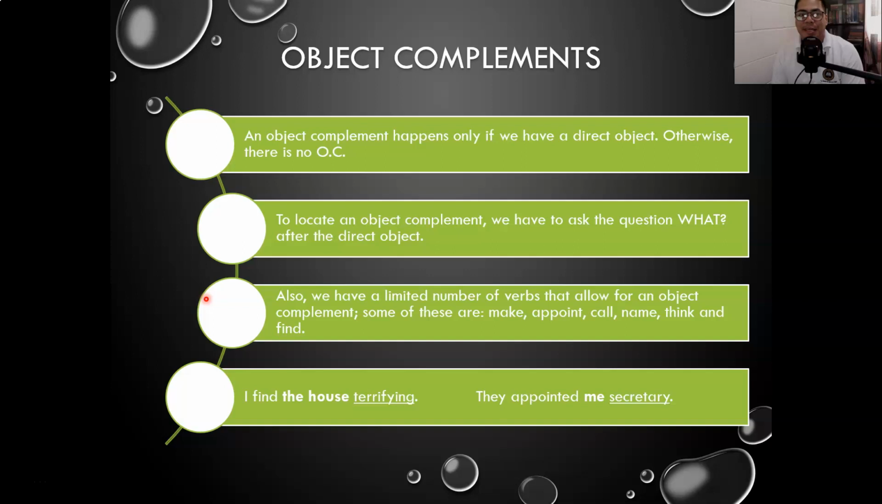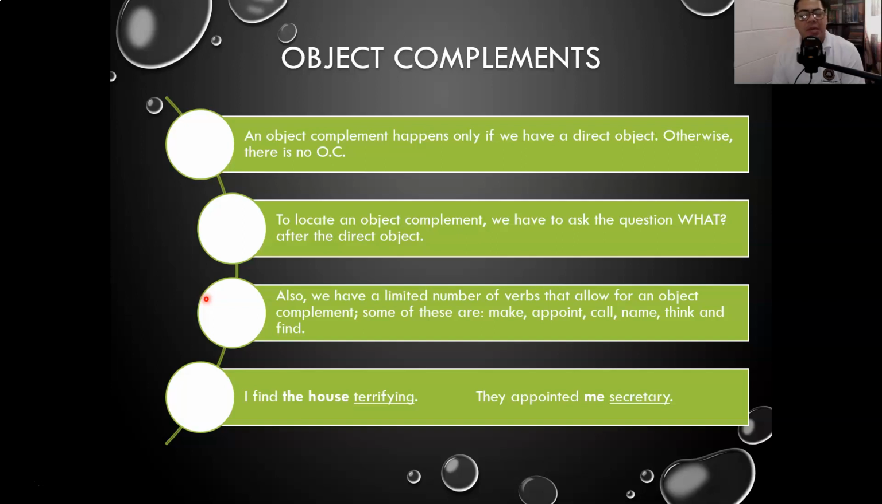See, just as we have subject complements, we also have object complements. And an object complement is not going to complement the subject, right? The object complement is going to complement an object. What object? The direct object. Okay, so we need a direct object in order to have an object complement.